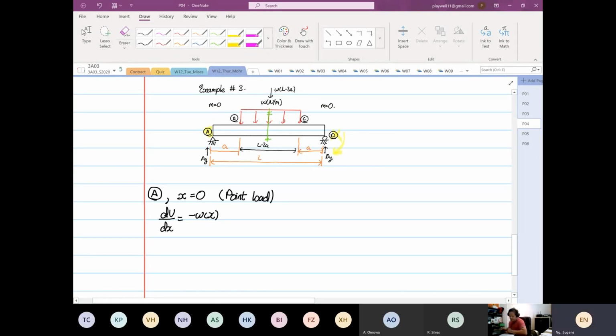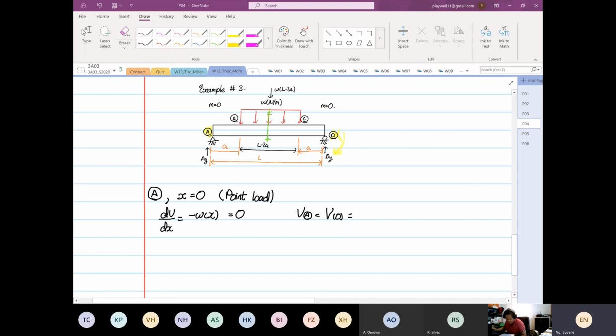Right? We have a point load. And so this will be equal to 0. Okay. So we have V at point A, which is also equal to the shear force at distance x equal to 0. So this one I will say V, the distance is equal to 0.